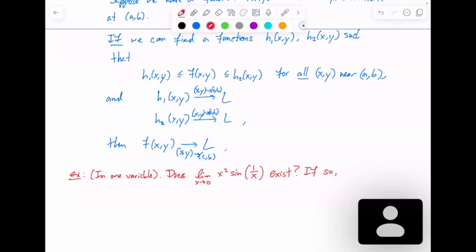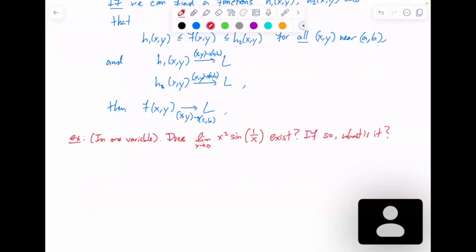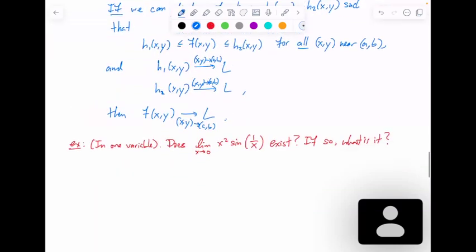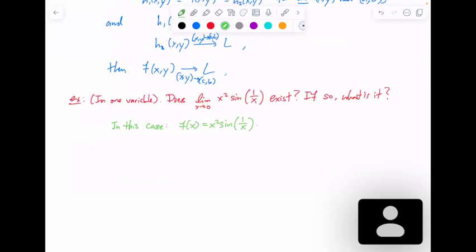If so, what is it? And so what you have here is in our notation above. In this case, our function that we care about, we're given, is x squared sine 1 over x. Now observe that sine of 1 over x, for x not equal to 0, is always trapped in between what? Right, it's always between -1 and 1. So this means that we have the following.